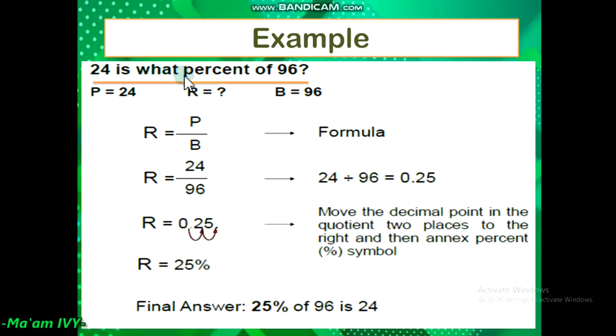24 is what percent of 96? Okay, 24 is what percent of 96? From the statement, our percentage is 24, and 96 is our base. So what is missing, kids, is our rate. We are going to use this formula, R equals P over B, which means we are going to divide percentage by base.